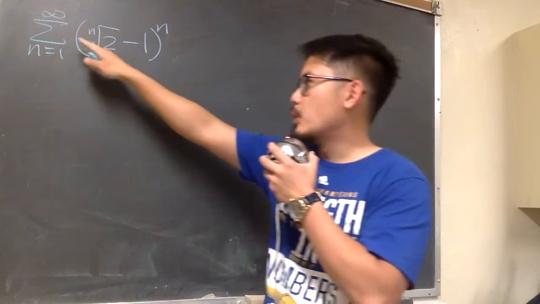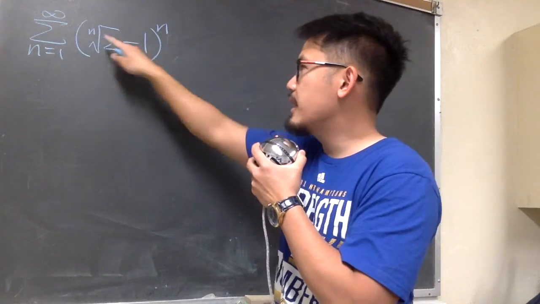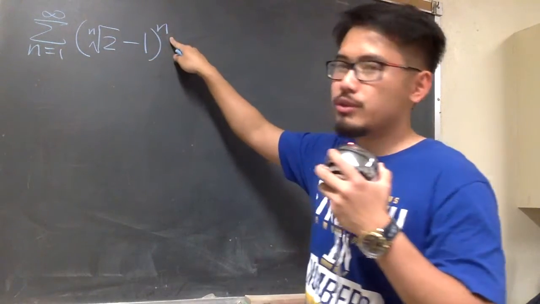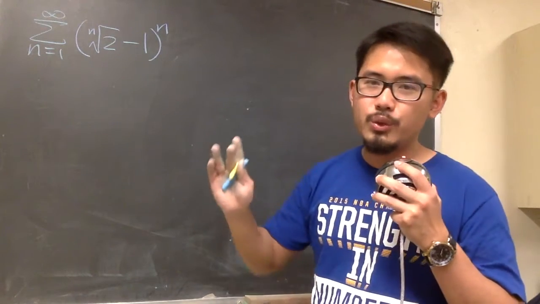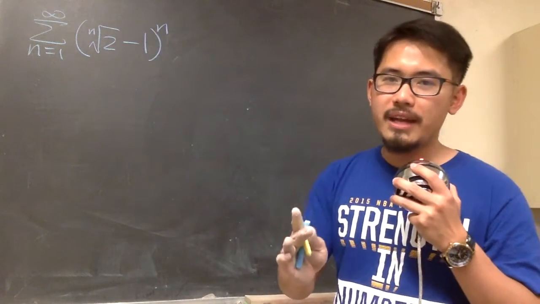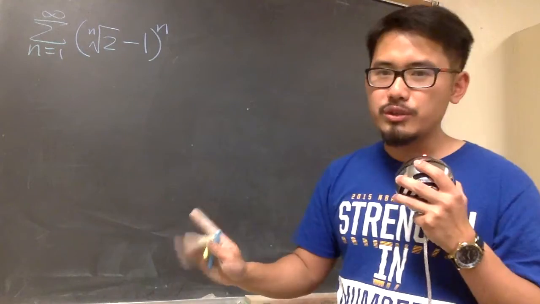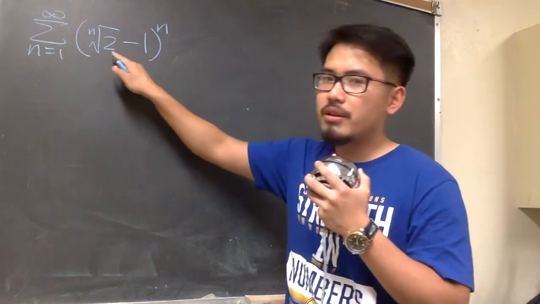Converge or diverge: the sum from n equals 1 to infinity of (the nth root of 2 minus 1) raised to the nth power. Because we have the n in the exponent, we can use either the ratio test or the root test, right? But we will not use the ratio test because we have this nth root right here.